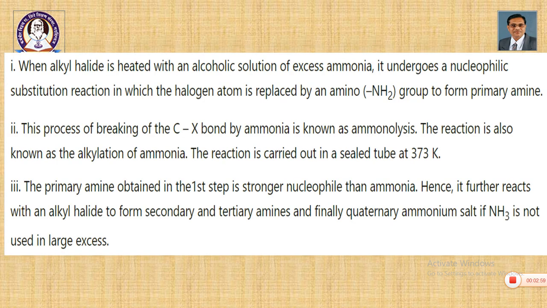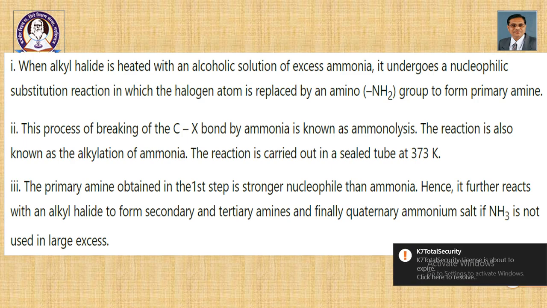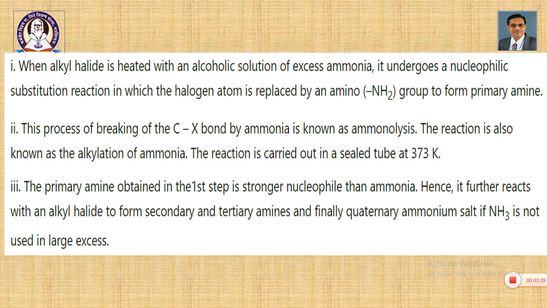So let us see the features of the reaction. When alkyl halide is heated with an alcoholic solution of excess ammonia, it undergoes a nucleophilic substitution reaction, in which the halogen atom is replaced by an amino group to form a primary amine. This process of breaking of the C-X bond by ammonia is known as ammonolysis. The reaction is also known as alkylation of ammonia. The reaction is carried out in a sealed tube at 373 Kelvin.